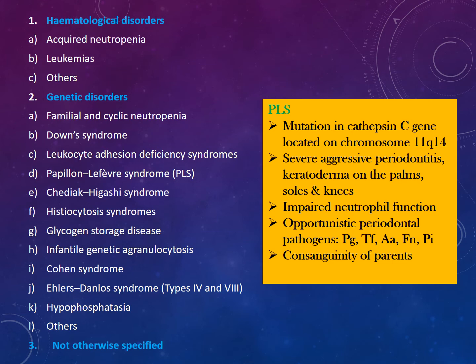As I said before, it has keratoderma on the palms, soles and knees and a severe aggressive periodontitis. Impaired neutrophil function is considered to be the primary cause of Papillon-Lefèvre syndrome, that results in the deregulation of the leukocyte response to the microbial infection. Many opportunistic periodontal pathogens can be found in the syndrome, like Porphyromonas gingivalis, Tannerella forsythia, Aggregatibacter actinomycetemcomitans, Fusobacterium nucleatum, Prevotella intermedia, and there is also consanguinity of parents, which is a common feature seen in Papillon-Lefèvre syndrome.